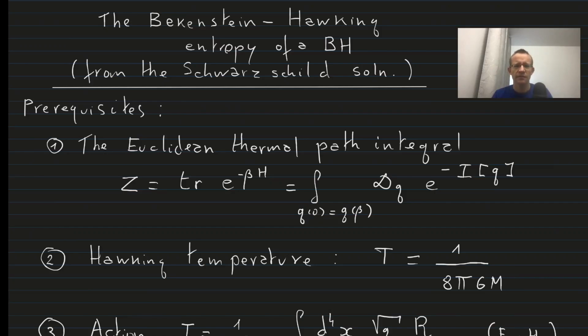Today we'll derive the Bekenstein-Hawking entropy of a black hole from the Schwarzschild solution. We do need a bunch of prerequisites.